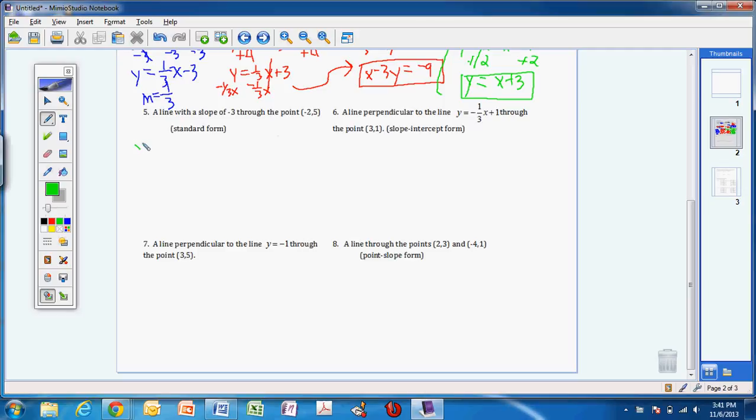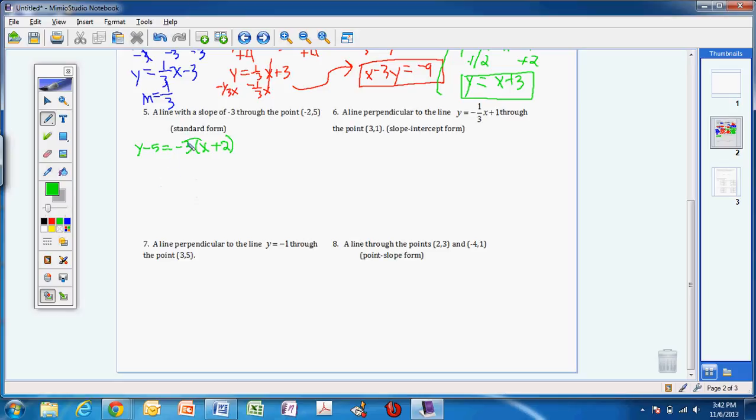So remember, point slope form is y minus y1, which in this case is 5, equals my slope, which is -3, times x minus x1. I'm subtracting a -2. So if I subtract a -2, that's the same thing as adding 2. All right. And now, if I read the question, it wants me to go all the way to standard form.